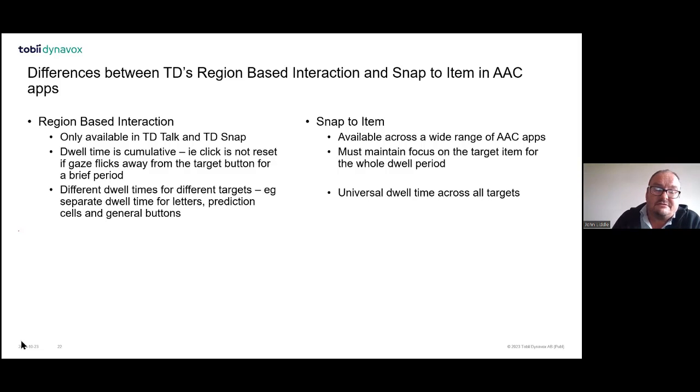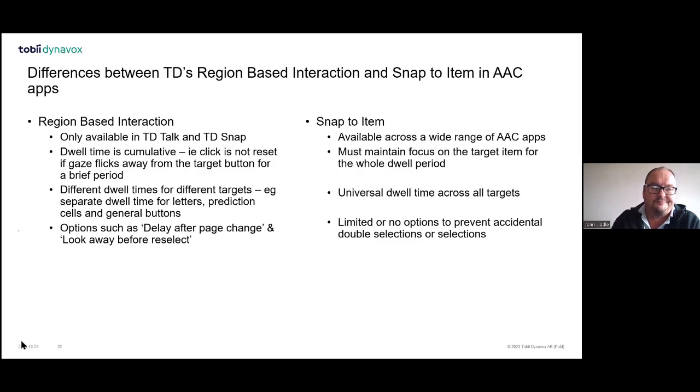Another benefit of region-based interaction is we do have the capability of setting different dwell times for different targets. So it might be that you have different dwell times between general buttons or keyboard letters or prediction cells, whereas on Snap to Item, the dwell time is the same across the board. The reason you might want those different dwell times: let's imagine you're really familiar with the letters on your keyboard and you set a half second dwell time for the keyboard. But when you're using prediction, if it had the same dwell time, you might not get the time you needed to read the prediction cells without them actually selecting. So it's quite nice to have that functionality of having different dwell times for different button types.